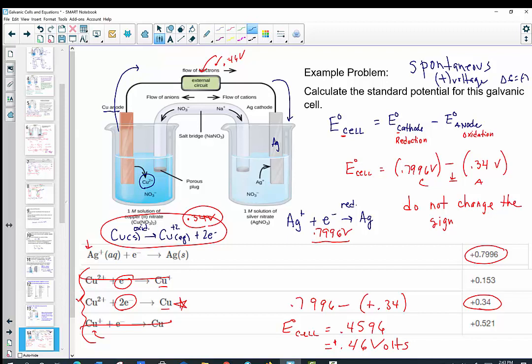So that's it. We look up the volts. Ecell is found by cathode minus anode. Do not change the sign. It is not stoichiometric dependent. Do not carry coefficients into these little subtractions. It's just very straightforward. Grab the number from the chart and subtract as is. Don't change a thing. Voltage is an intensive property, not stoichiometric dependent.